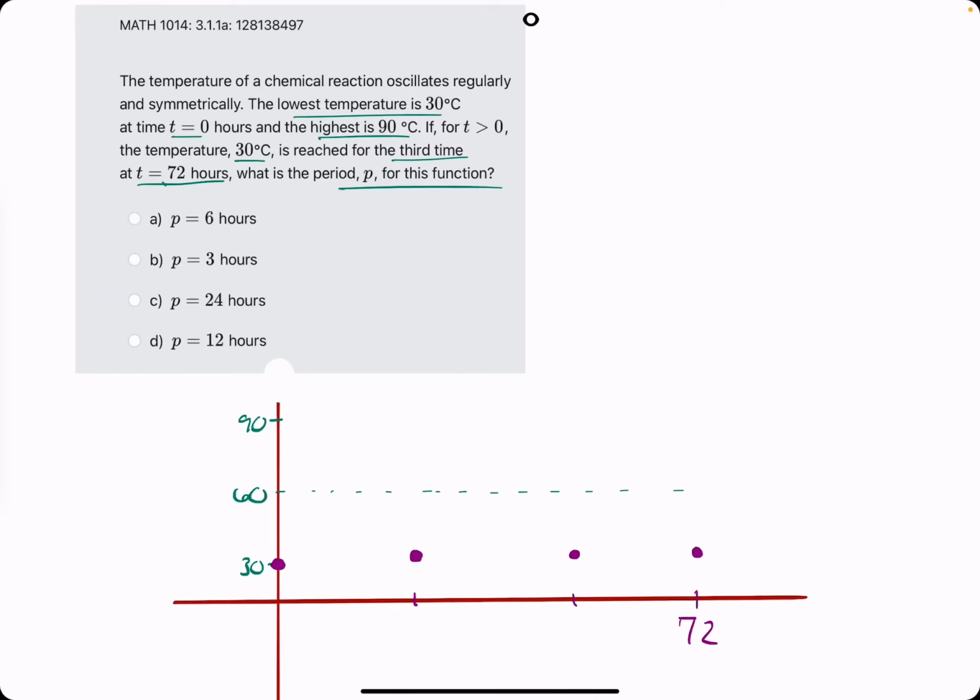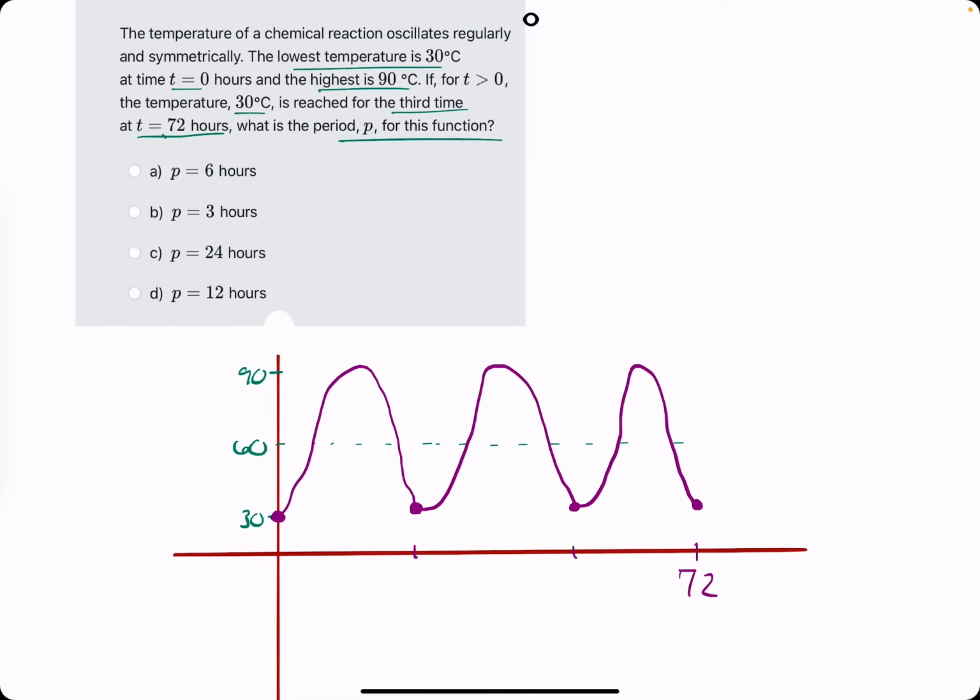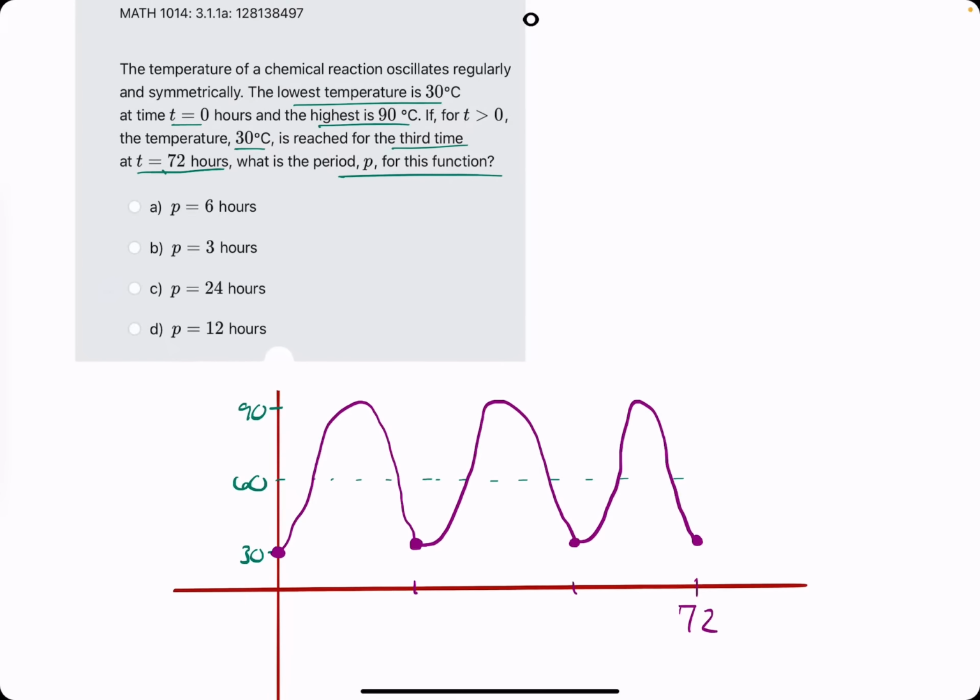So we're going to say here, here, and here, right? All right, so we have that, and then from there, I think we can just create a graph. So it's going to go up. It's probably going to hit 90 about halfway, so we're going to do something like this, and then this, and then this, and this, and that. All right, little wobbly, but that's okay.